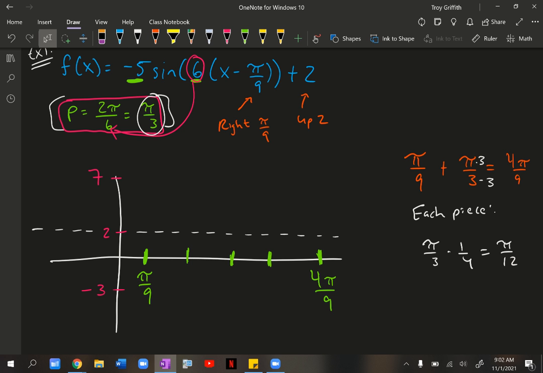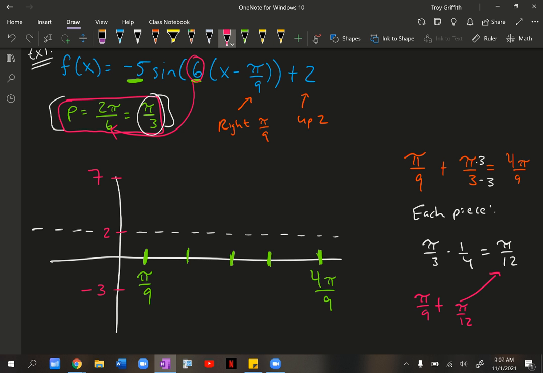Okay. Again, huge mistake that I see students make. They put a pi over 12 right here. That's wrong. If we started at 0, then the next piece would be at pi over 12. However, we started at pi over 9. So if I want to find the next piece, what I'm going to have to do is, sorry, let's say starting at pi over 9, and I have to add pi over 12. Okay, so I'm going to add pi over 12.